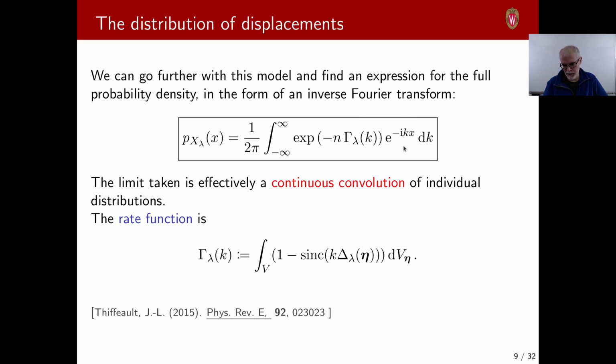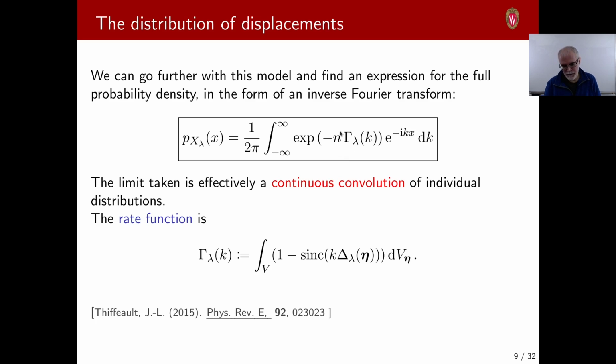And so again, e to the minus ikx is the inverse Fourier transform, and this factor here essentially amounts to a continuous convolution of your displacement function. So there's no discreteness anymore here. Little n here is the number density of swimmers. So I refer you to my paper in 2015 for details on how to get this expression.